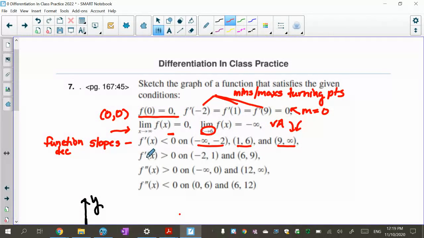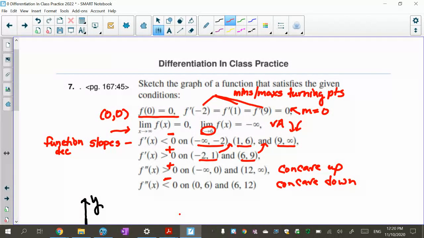Here it says my function is increasing on these intervals. So in between, if you'll notice, -2 to 1 is in here and 6 to 9 is in here. So it's going to be decreasing, increasing, decreasing, increasing, decreasing. So it's going back and forth. Now, the f double prime has to do with concavity. So if it's positive, I know this is going to be concave up on those intervals. And here it's negative, it's going to be concave down on those two intervals.